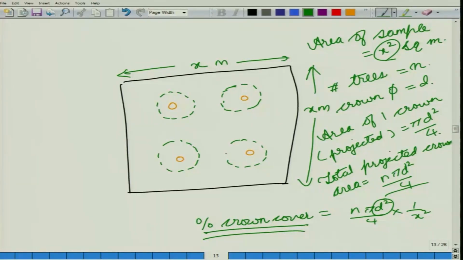So, if your crown cover goes close to 100%, in that case you will be having a lot of competition amongst your trees and a lot of closure. So, now crown diameter is measured in the units of meters or feet. So, how do we determine the crown diameter? So, coming back to the slides.